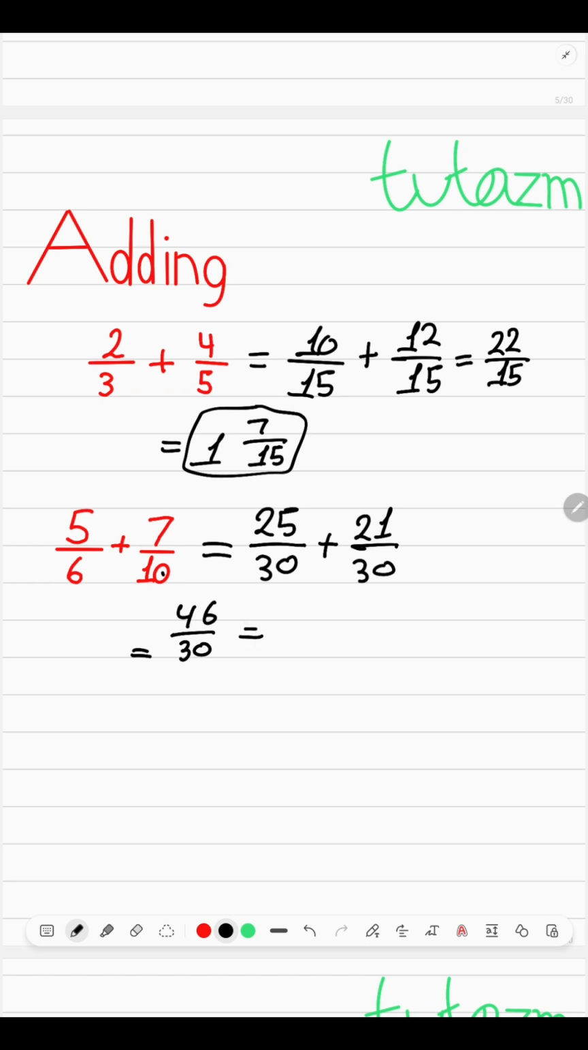And so we get 46 over 30, which should give us 1 and 16 over 30. We could simplify that even further to get 1 and 8 over 15. And that is our final answer.